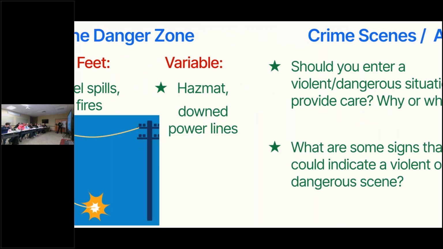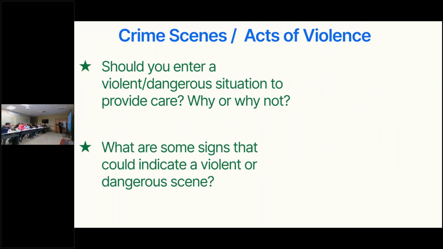So next we'll talk about crime scenes and active violence. Do you think you should enter a violent or dangerous situation to provide patient care? No. Okay. And then what are some signs that can indicate a violent or dangerous scene? Shooting, gunshots, okay. Screaming, yelling, unusual silence, yeah, perfect. What about alcohol and drug use?